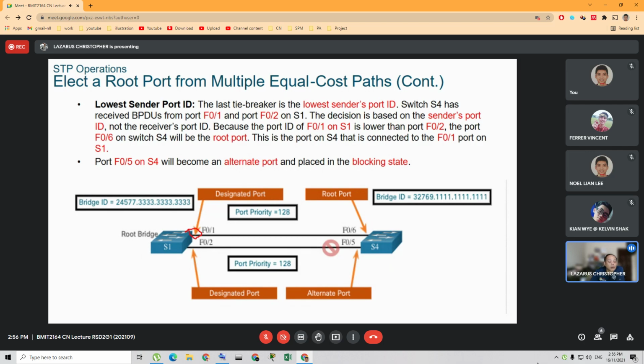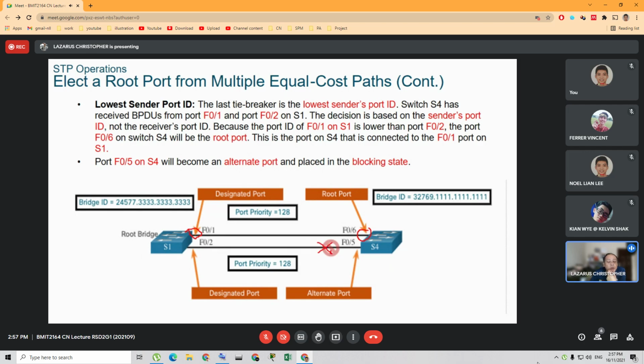I was thinking of a situation where they don't tell you that, so they must give you the port ID for the port so that you can compare. But in this case, we are not given the port ID, but the statement is given, right? It says here the port ID of F1 on switch 1 is lower than port F2. So that means we know port F1 is the winning port, because we want to look for the lower port ID. All right, so because the port ID of F1 on S1 is lower than F2, port F6 is the root port, so this port becomes blocked.